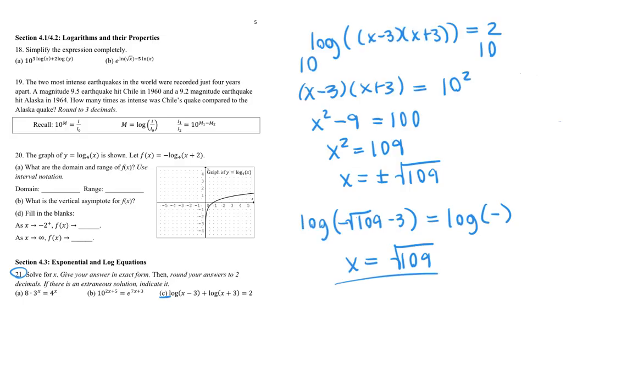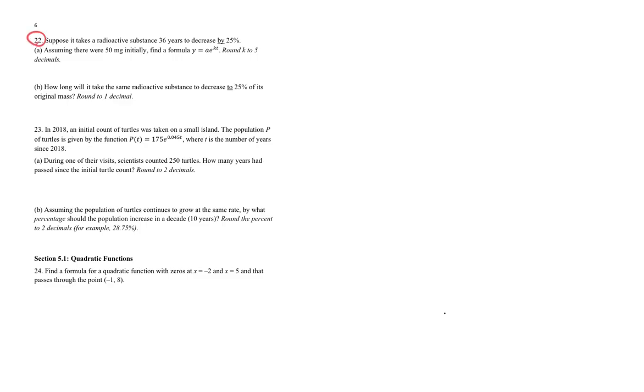Yeah, that's it. Okay, so let's look at 22a, and we are supposing that it takes a radioactive substance 36 years to decrease by 25%. In other words, 75% of the substance would remain, and we're assuming that there were 50 milligrams initially.